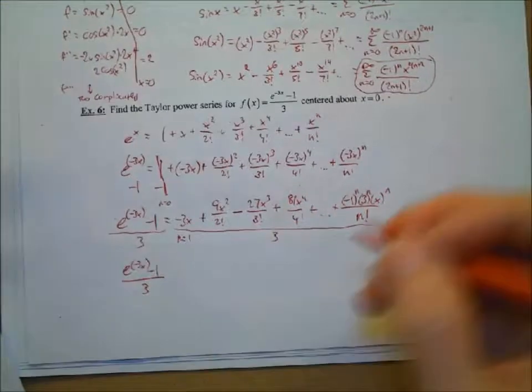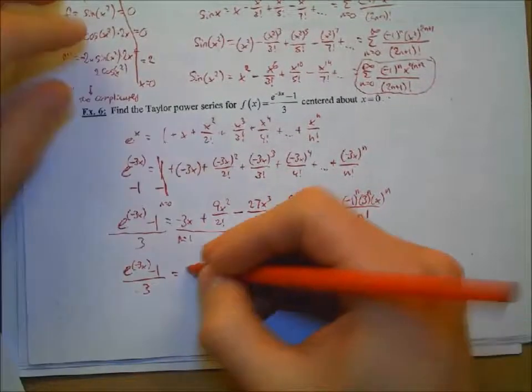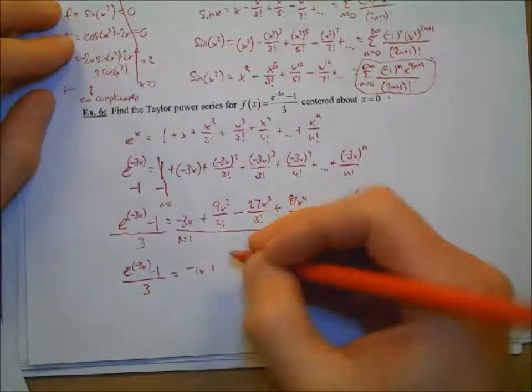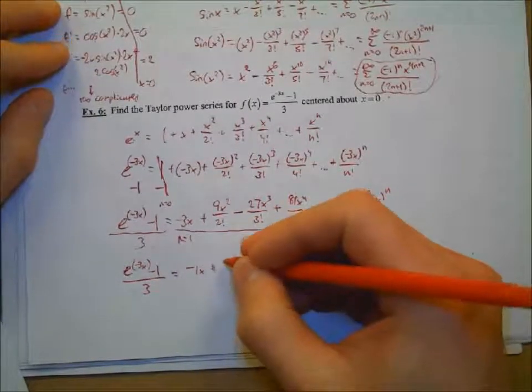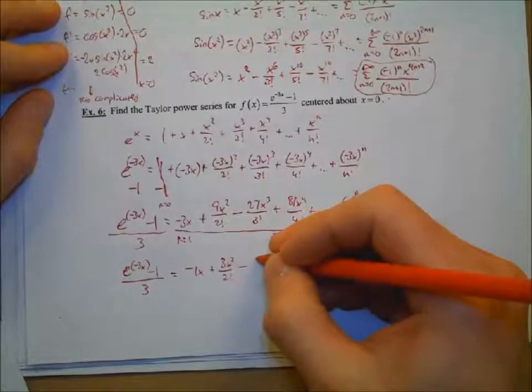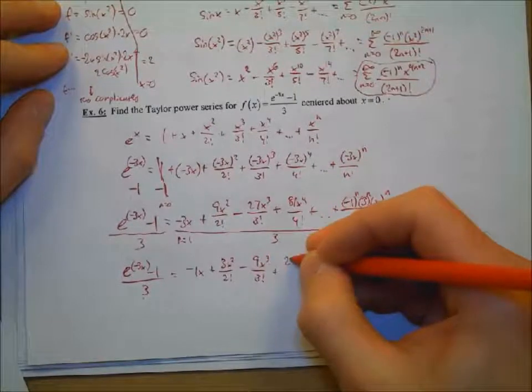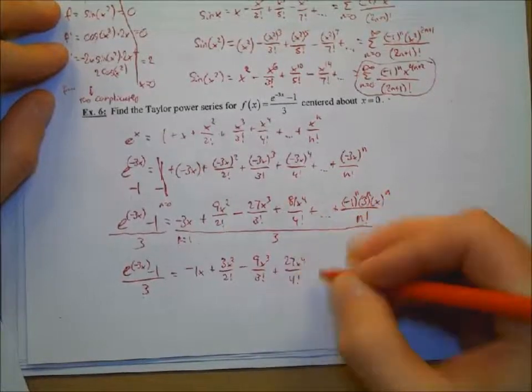And then I'll just divide everything by 3 here. So the first term is now going to be what? Negative x. I'm going to put negative 1x. And then what's the second term going to be? 3x squared, and I think you guys get the idea from there, right? Just keep dividing by 3, so 9x to the third over 3 factorial plus 27x to the fourth over 4 factorial plus dot, dot, dot, plus.